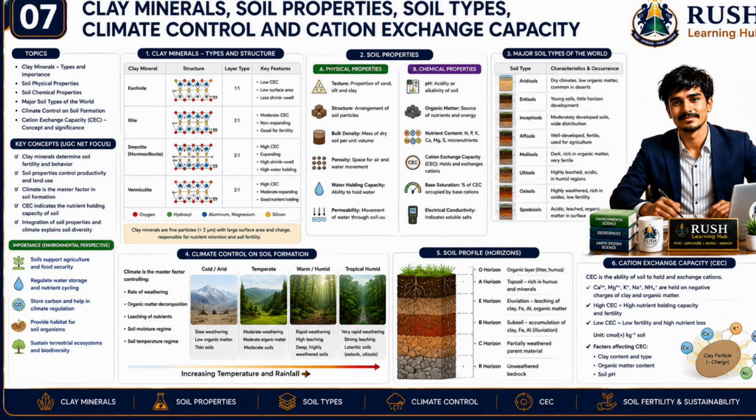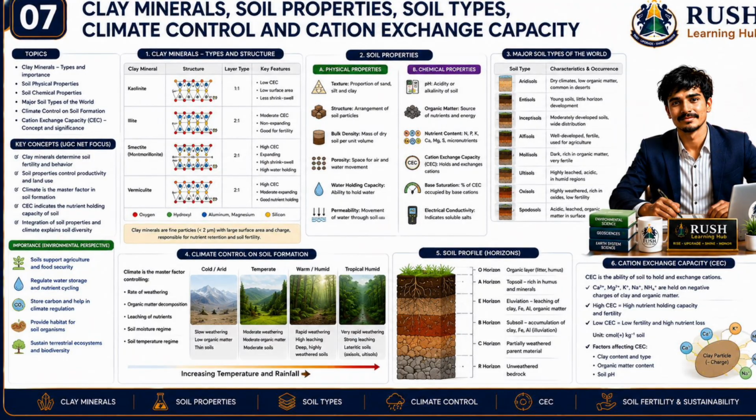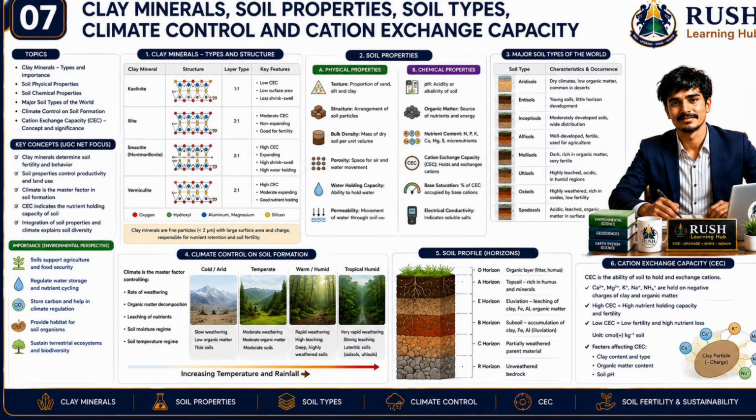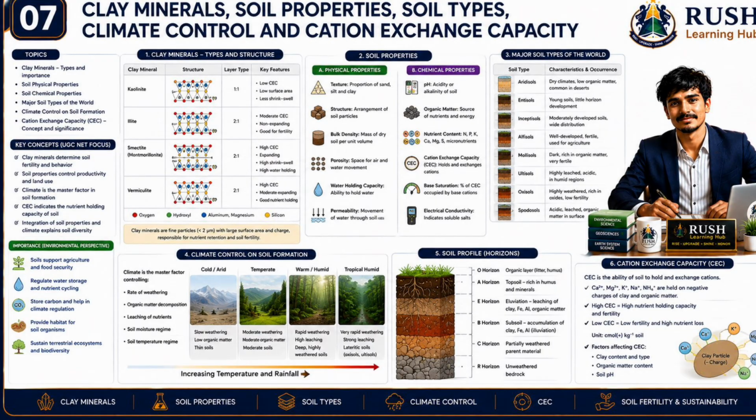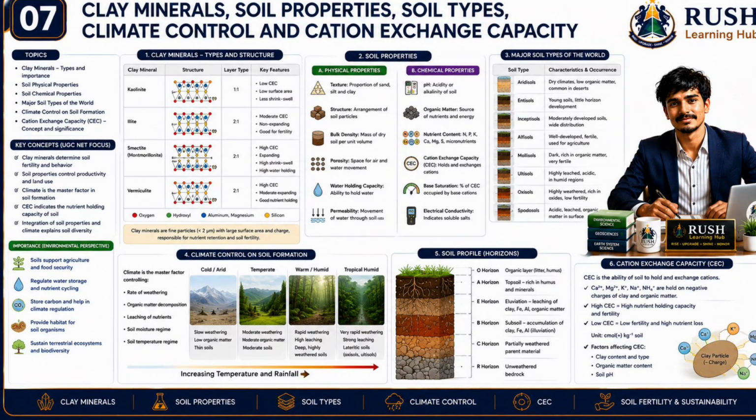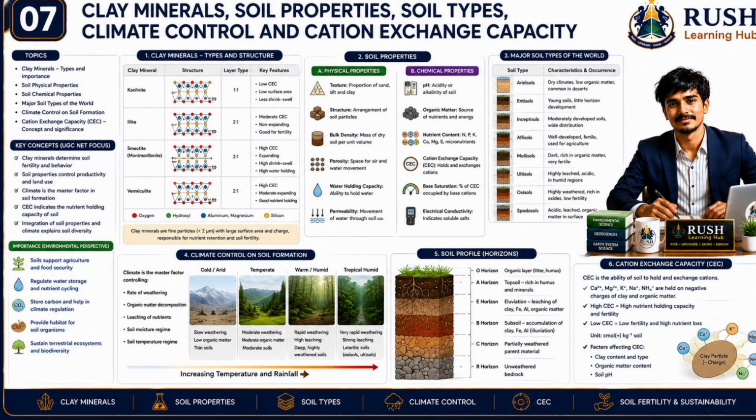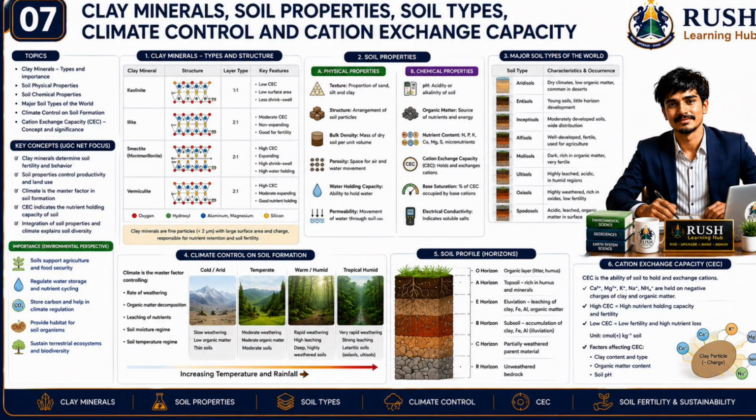Clay particles and humus possess negative charges on their surfaces, which attract and hold positively charged nutrient ions. Plants absorb these nutrients from the soil solution through ion exchange mechanisms. Therefore, cation exchange capacity is a measure of the nutrient holding capacity and fertility of soil. The unit of CEC is centimoles of positive charge per kilogram of soil, represented as centimoles per kilogram.